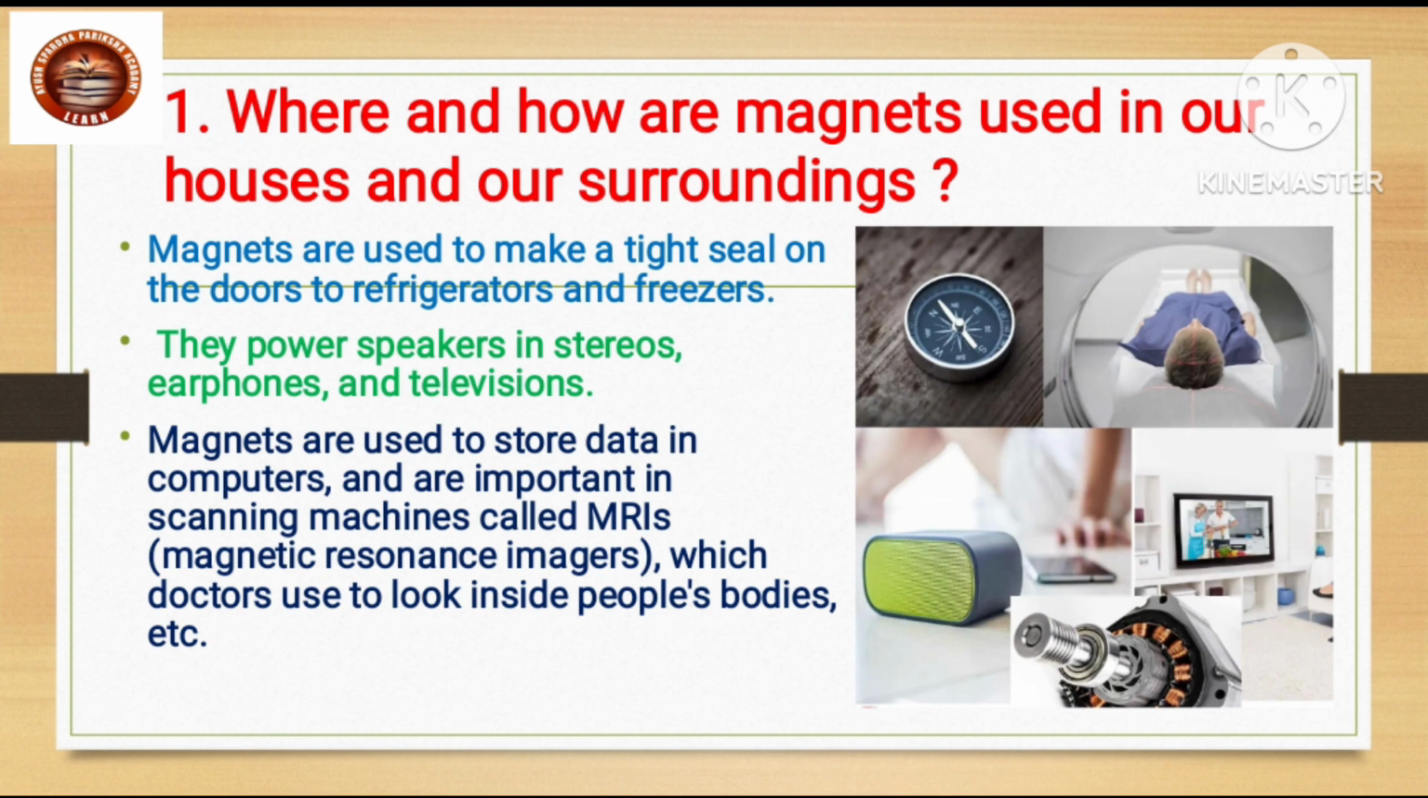Let's recall. Question first. Where and how are magnets used in our houses and surroundings? Answer. Magnets are used to make a tight seal on the doors of refrigerators and freezers. They power speakers in stereos, earphones and televisions. Magnets are also used to store data in computers and are important in scanning machines called MRIs, magnetic resonance imaging, which doctors use to look inside people's bodies, etc.